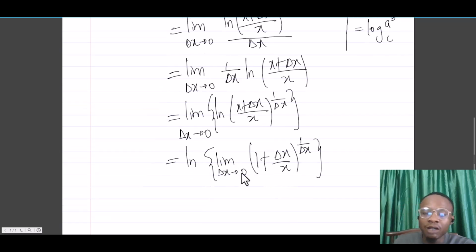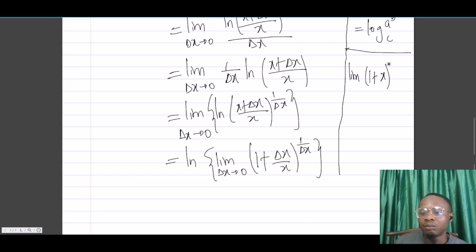So the problem now at this point is, how do we evaluate these limits? How do we evaluate the limit of this expression as delta x approaches 0? Okay, you may have guessed right, but this is how we go about this. We know that the limit of 1 plus x raised to power 1 over x as x approaches 0 from above, we know this to be equal to e.